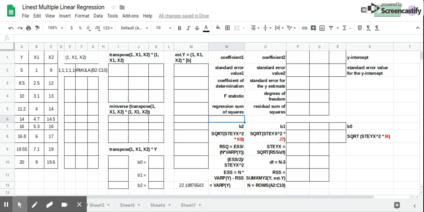Hello, in this video we will determine the LINEST value of this dataset with two independent variables. We begin with the LINEST function where we show the full statistics.